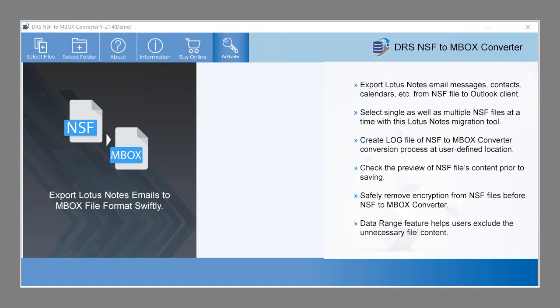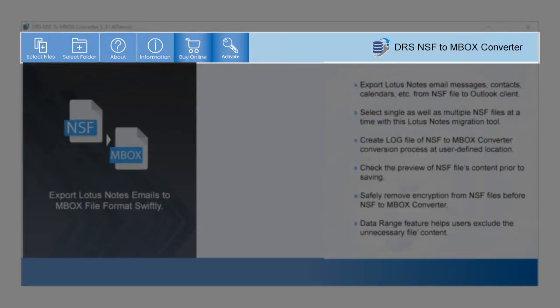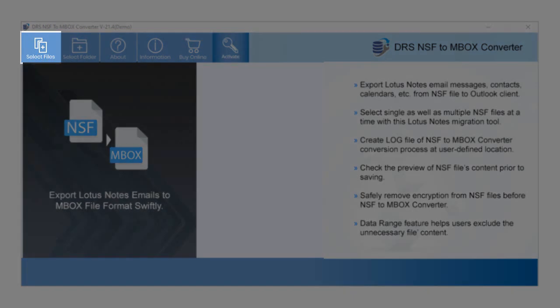Now, this is the main home screen of the application. Here you have multiple options, but the two main options that assist you in migrating your NSF files to MBOX file format are Select Files and Select Folder. Using the Select Files option, you can add the desired NSF file from the system in the application. You can also add multiple Lotus Notes NSF files using this option.